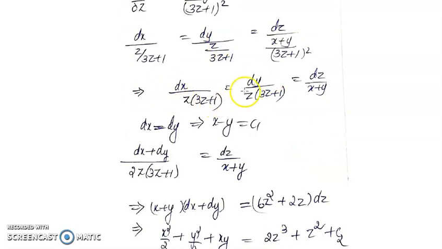So obviously the first solution is obtained using the first two ratios. You will get dx equal to dy, which gives x minus y equal to c1. And for the second solution I'll take dx plus dy.